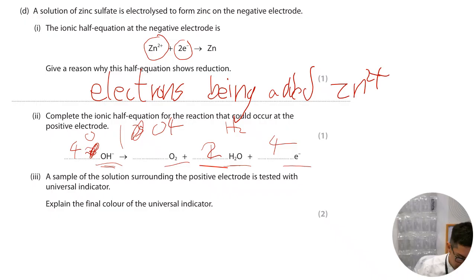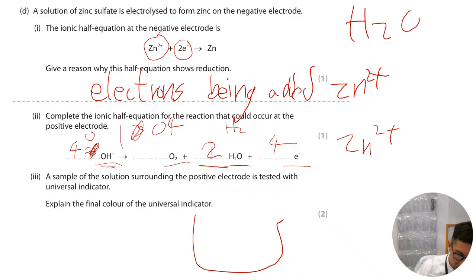So basically, we had this in solution. So we had our zinc ions, Zn2+. Now remember, this is water. So water splits up into H+ and OH-, and then the other negative ion is a sulfate ion.